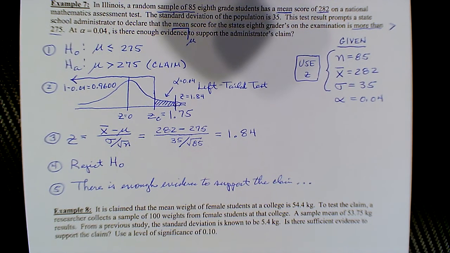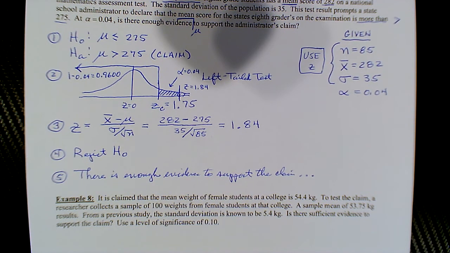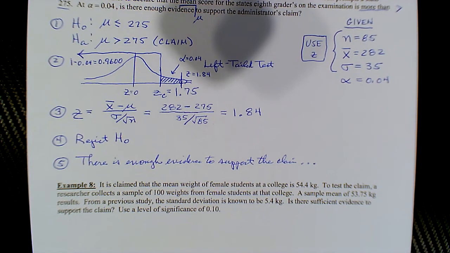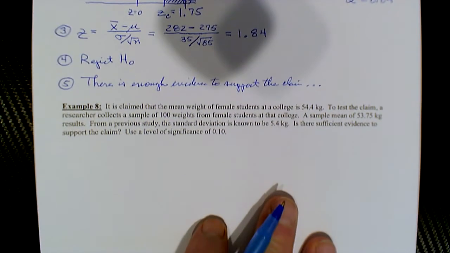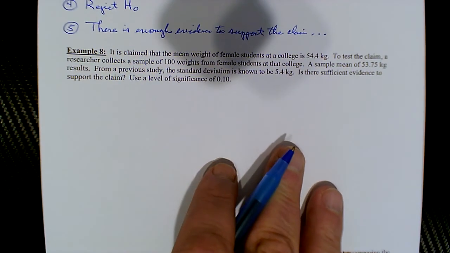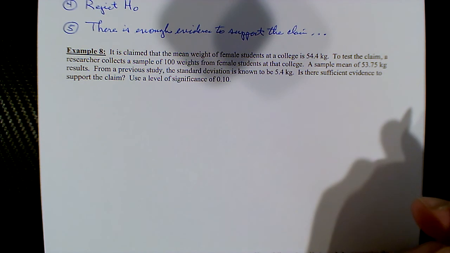And here it's claimed that the mean weight of female students at a particular college is 54.4. So it's suggesting equals. We're going to test the claim. We get a sample of 100 weights of females. Okay, so let's do the givens off to the side.